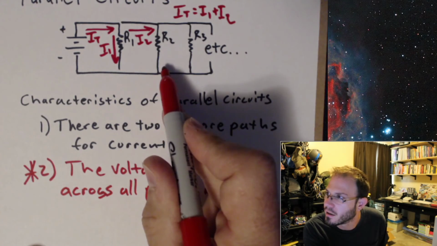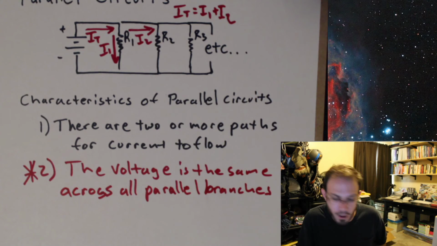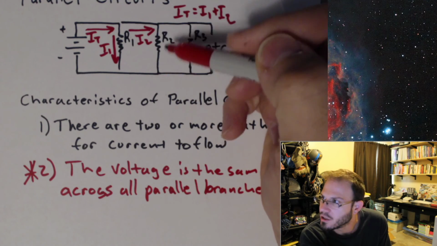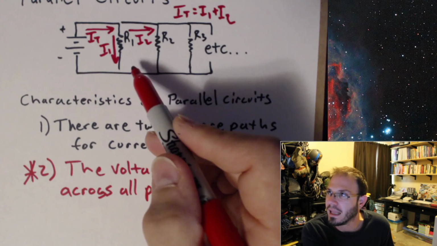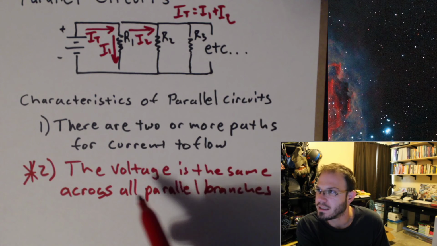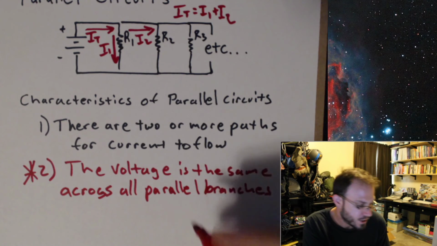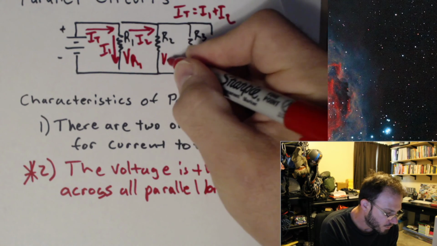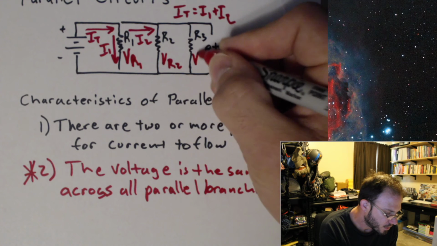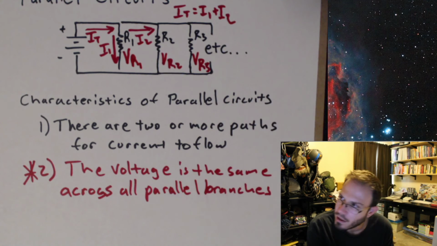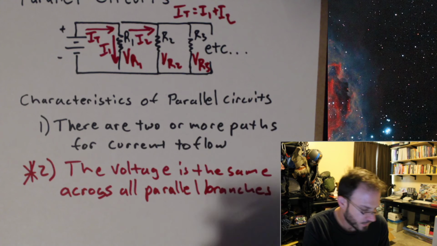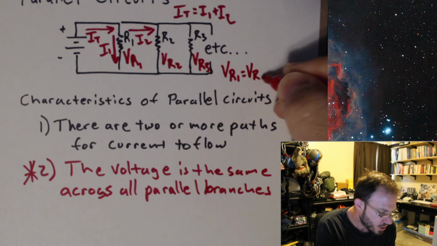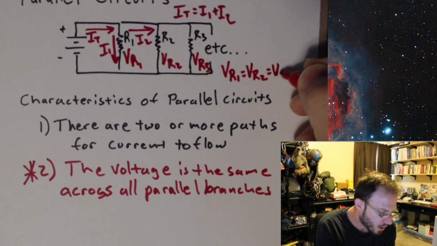Branch: I got a branch here, I got a branch here. A branch is just a fork in the road. So if I have two things that branch, they're in parallel, then the voltage is the same across all parallel branches. This means VR1, VR2, VR3, they're all equal to each other. VR1 equals VR2, which equals VR3.